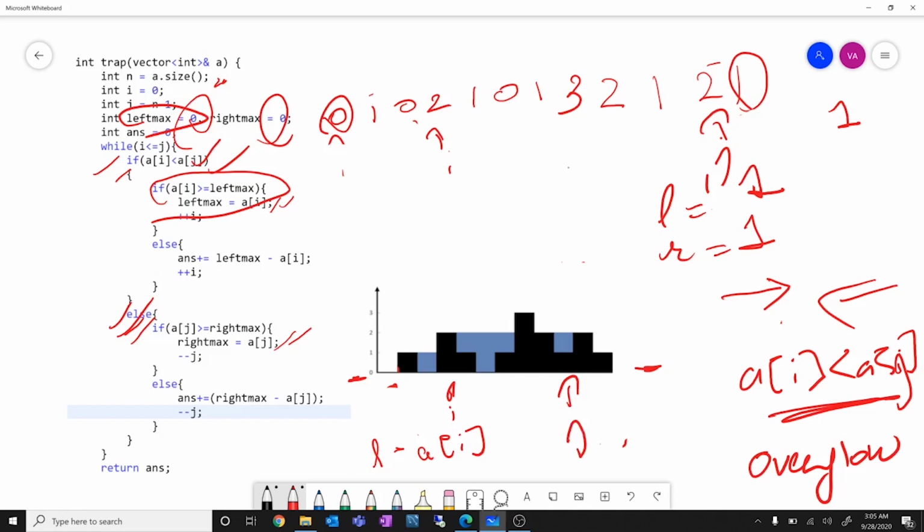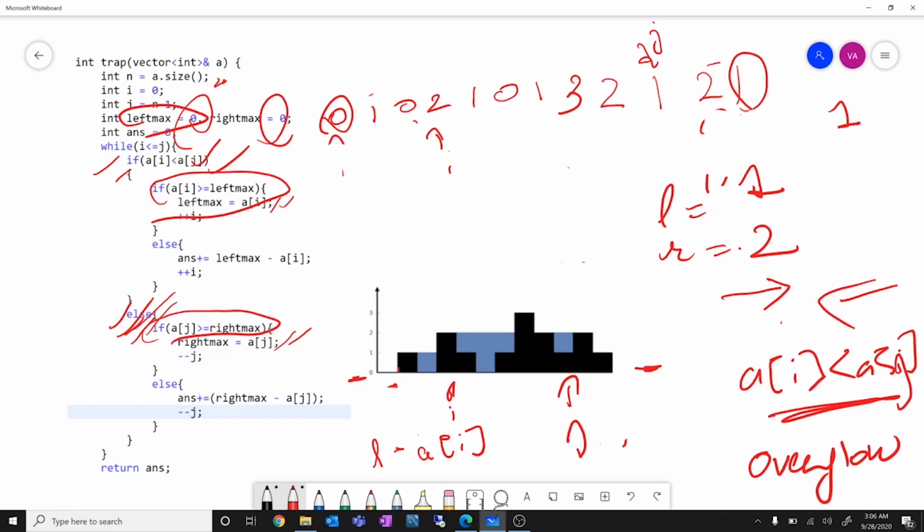J, and from here also, and I'll also update my right max. So now my right max is 2 and my j is over here. Alright. In the next iteration, is a of I less than a of j? No, it's not. My else condition is satisfied, but this time this if condition is not satisfied, since my a of j is less than right max.